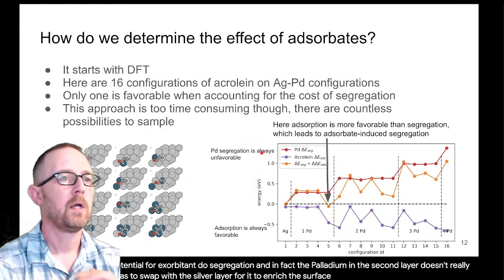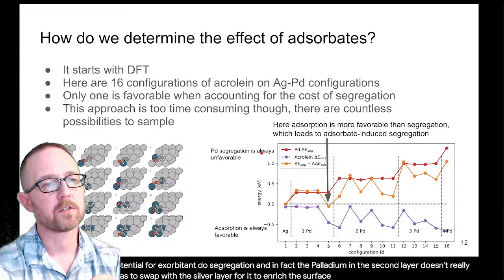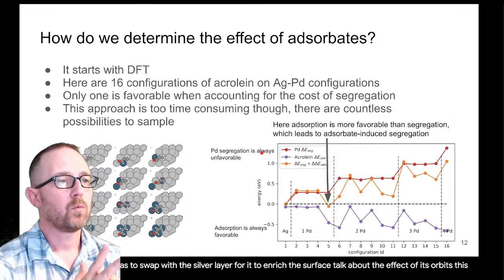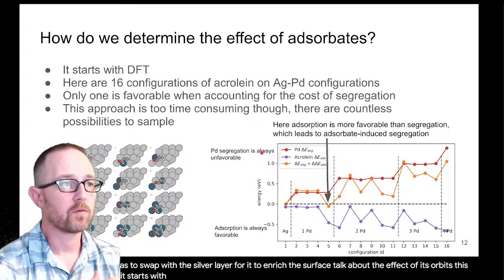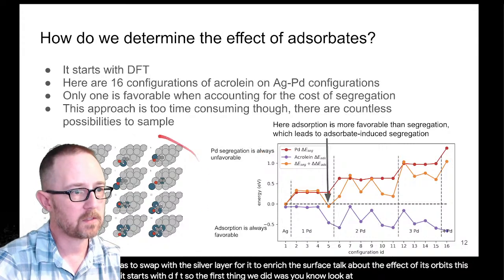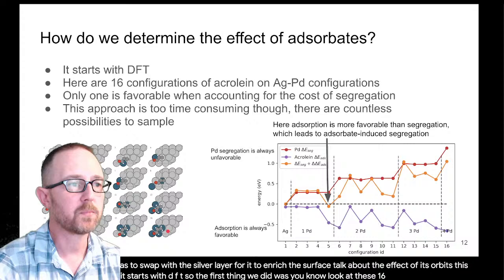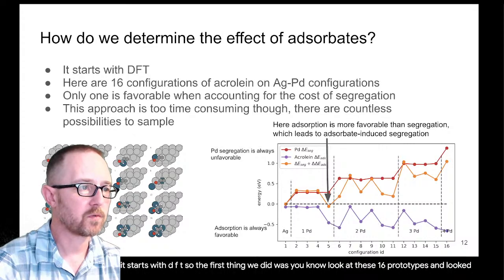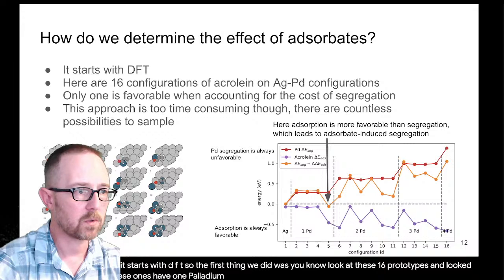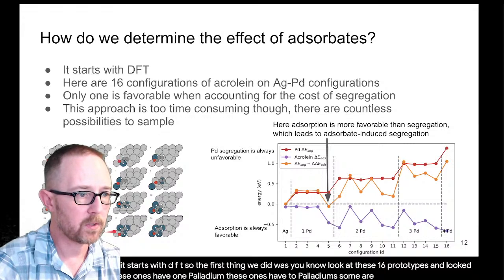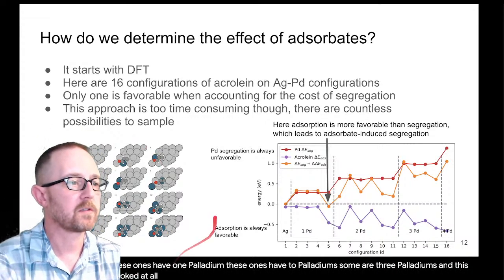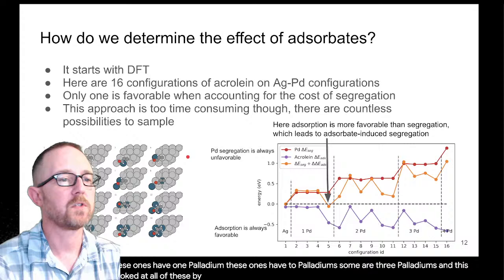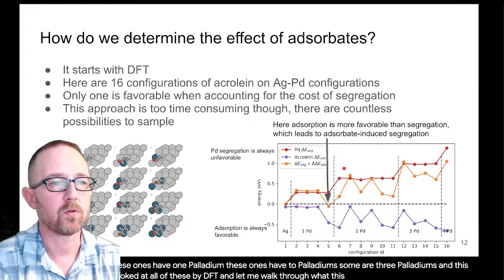So how do we talk about the effect of adsorbates? This one was complicated. It starts with DFT. So the first thing we did was look at these 16 prototypes, starting with pure silver. These ones have 1 palladium. These ones have 2 palladiums. Some have 3 palladiums, and this one has 4 palladiums. We looked at all of these by DFT, and let me walk through what this figure on the right is.